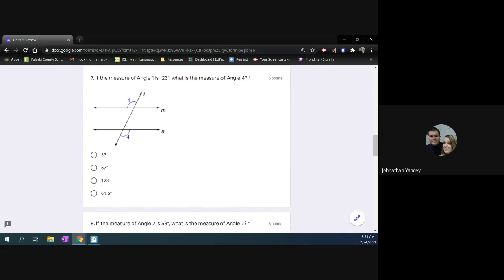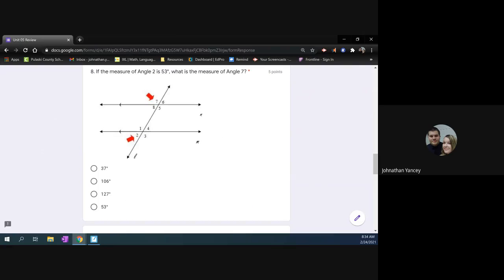If the measure of angle 1 is 123 degrees, what's the measure of angle 4? Yeah, they're alternate exterior angles, so they're congruent. Again, if you have trouble, fill it out. A picture is worth 1,000 words.